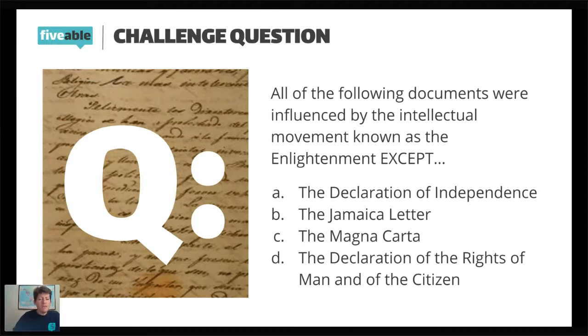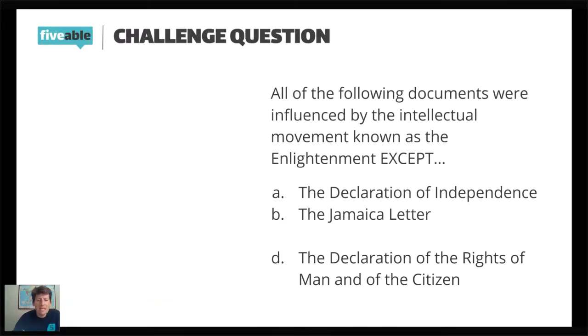Well, the Declaration of Independence declared independence for the United States. The Jamaica Letter is not a declaration of independence or a statement of independence, but a letter outlining the argument for independence from Simón Bolívar, and so it was also influenced by the Enlightenment. And the Declaration of the Rights of Man and Citizen came from the French Revolution. The correct answer here is C, the Magna Carta.